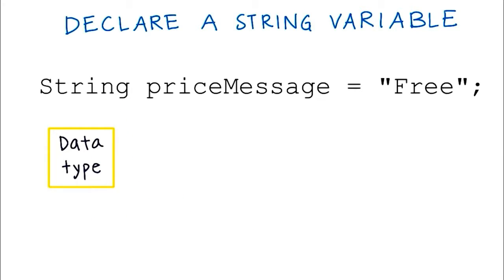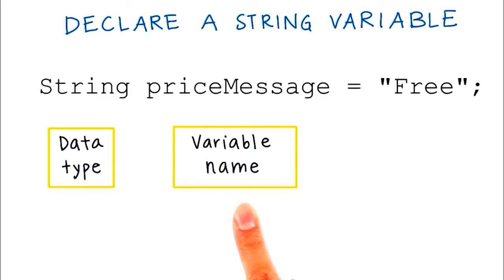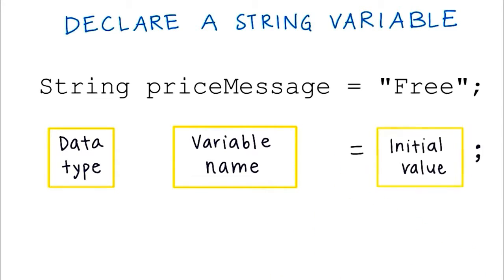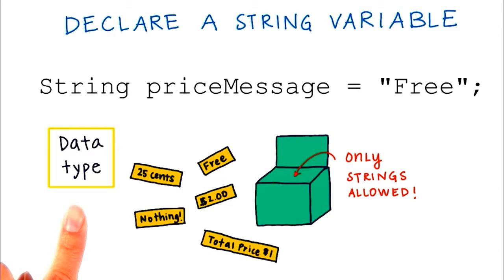Remember that a string is just a sequence of characters. Then it's followed by the variable name, which is price message in this case. Then it's followed by an equal sign, the initial value, and a semicolon to indicate the end of the statement. Saying that the data type is a string limits what type of information can go inside this variable. Only one string can be stored in it at a time.